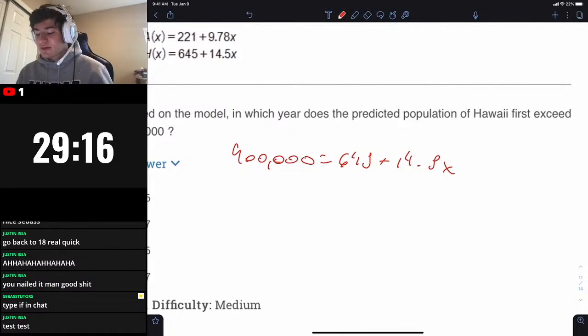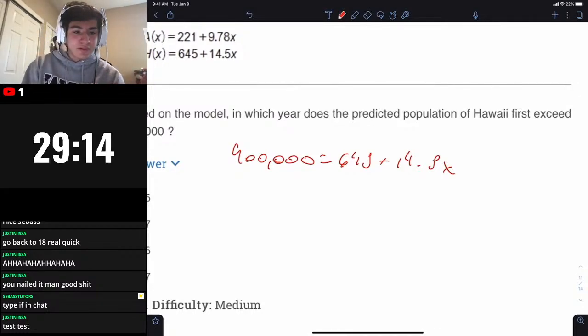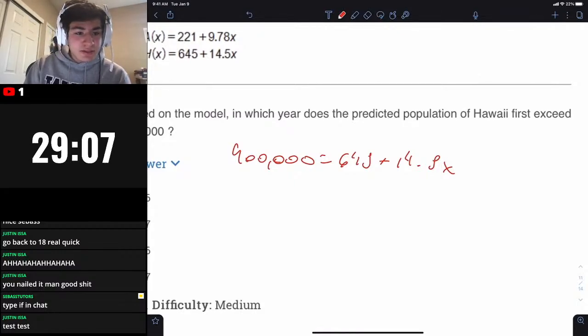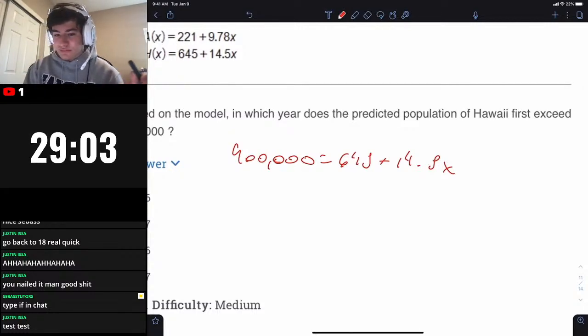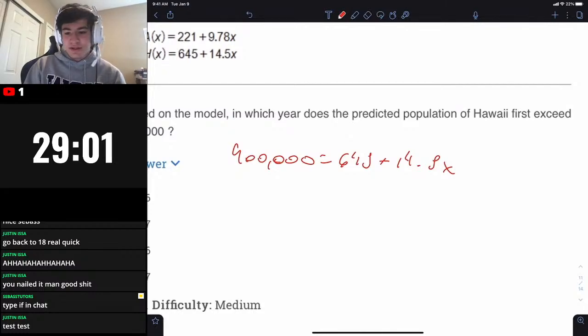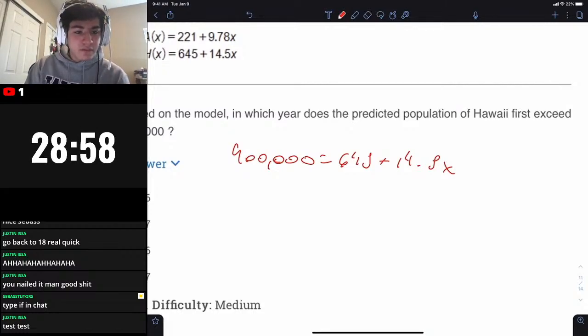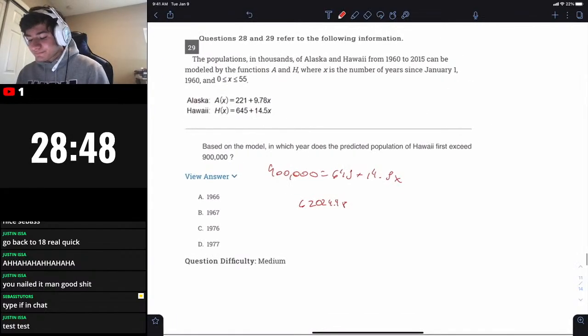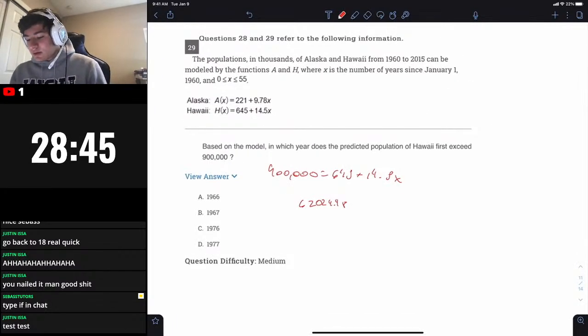So 900,000 minus 645. Calculator. 900,000 minus 645. Enter. And that's going to be that big number right there. I'm going to divide that by 14.5. And I get 62024 something 0.48, right? Something like that.